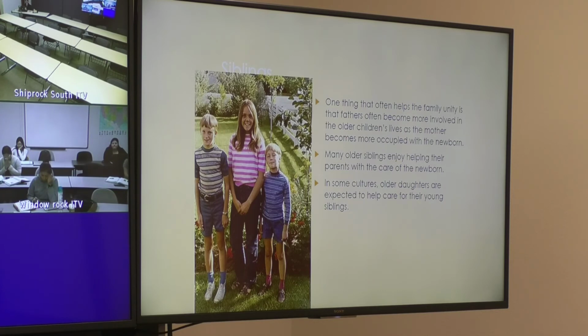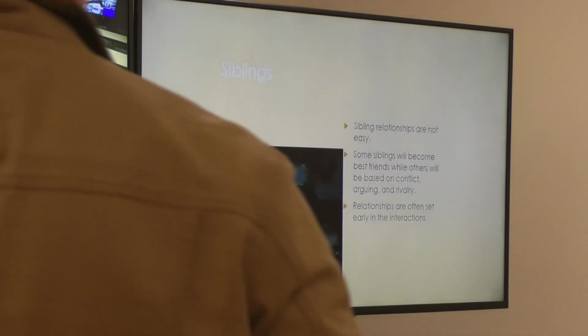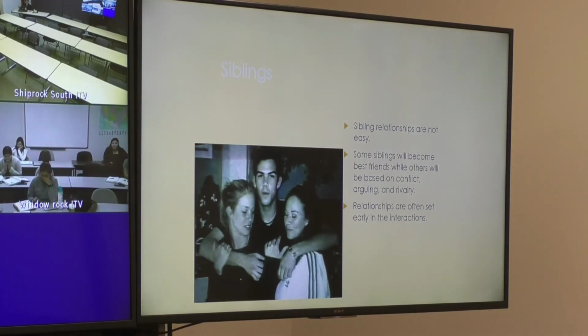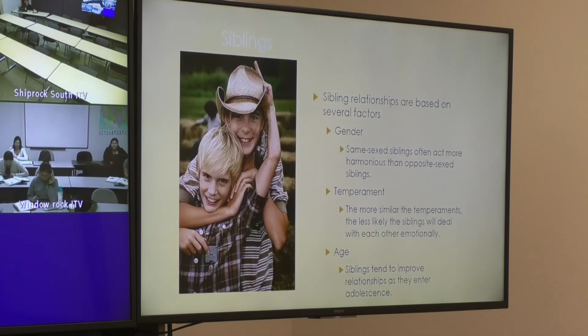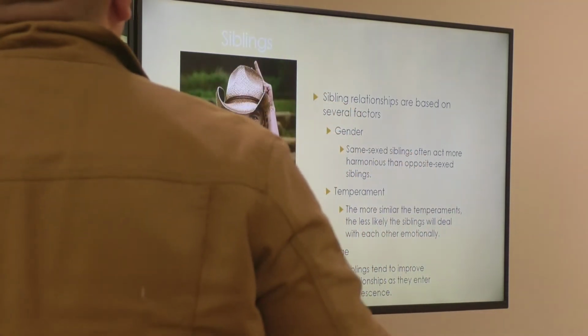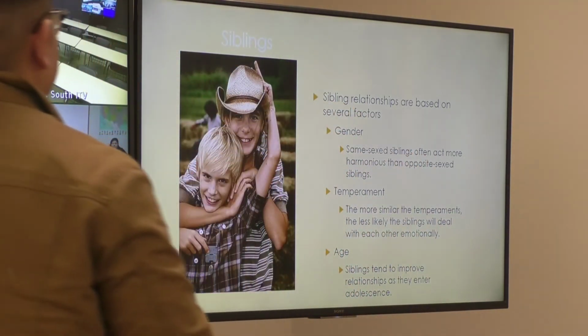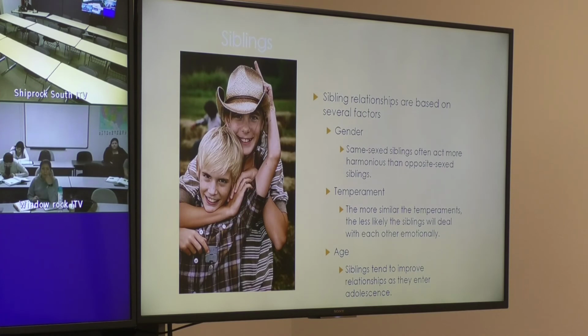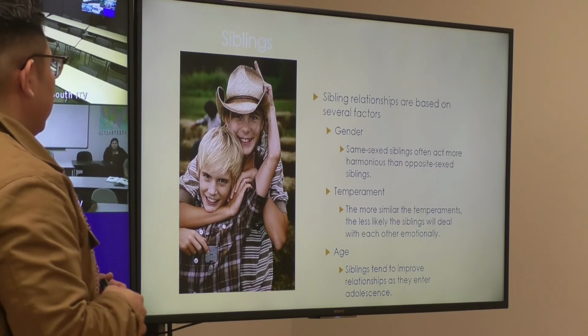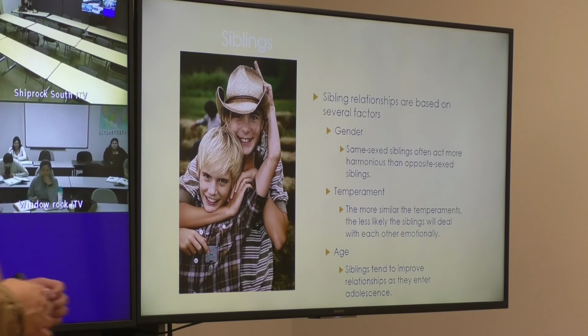In some cultures, older daughters are expected to help care for their young siblings. Sibling relationships are not easy, and I think we all know that. If you have brothers and sisters, at times they're annoying, even into adulthood. So within that, gender: same-sex siblings often act more harmoniously than opposite-sex siblings. Temperament: the more similar the temperaments, the less likely the siblings will clash emotionally.